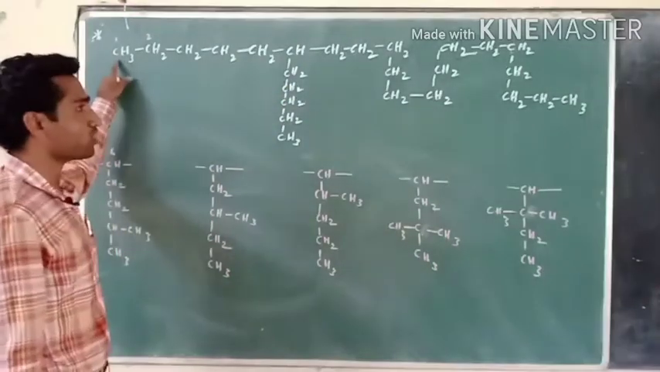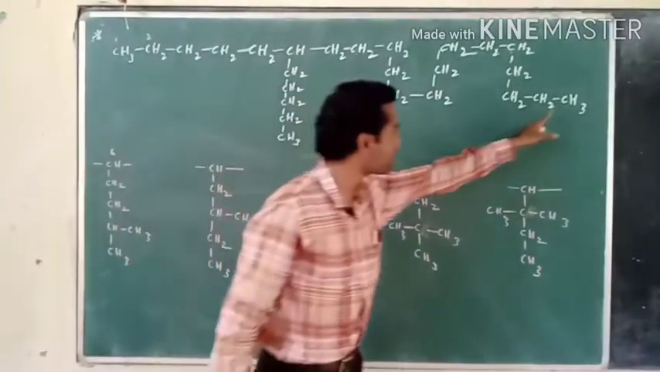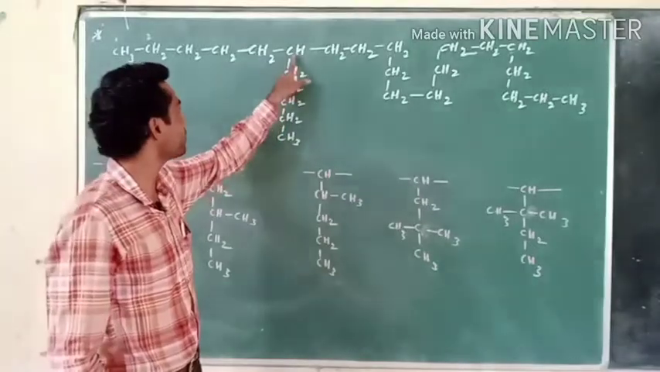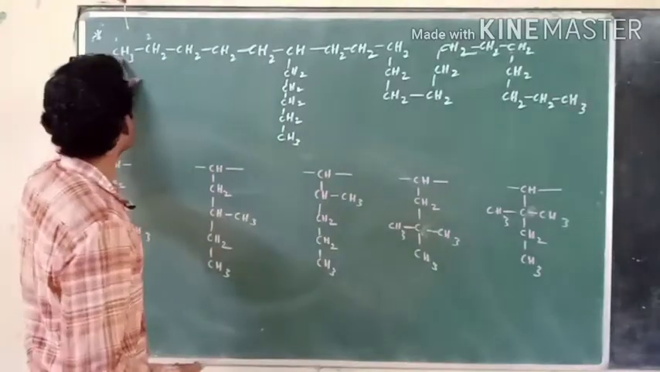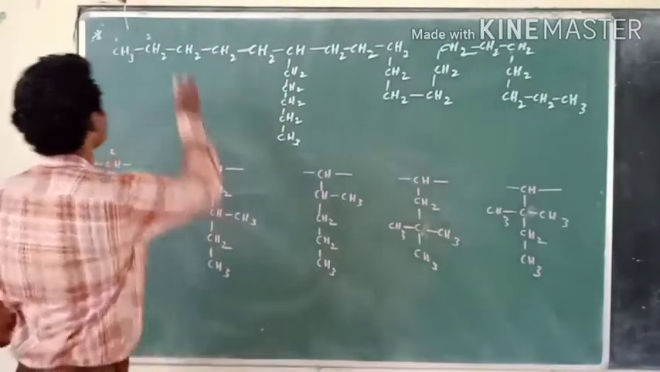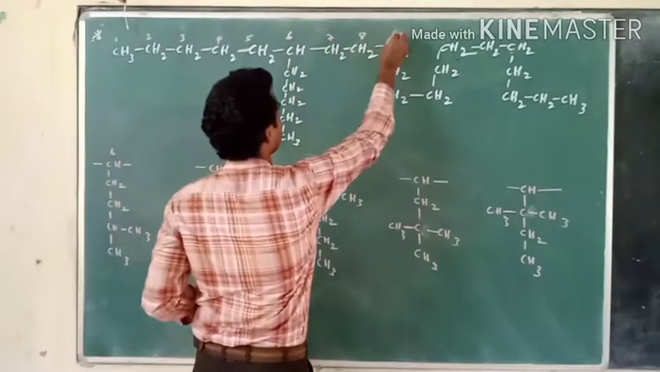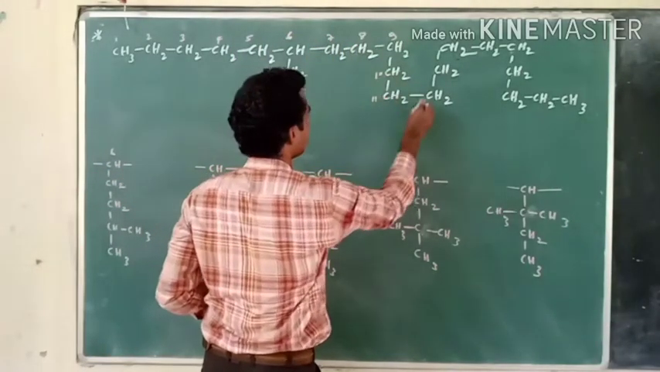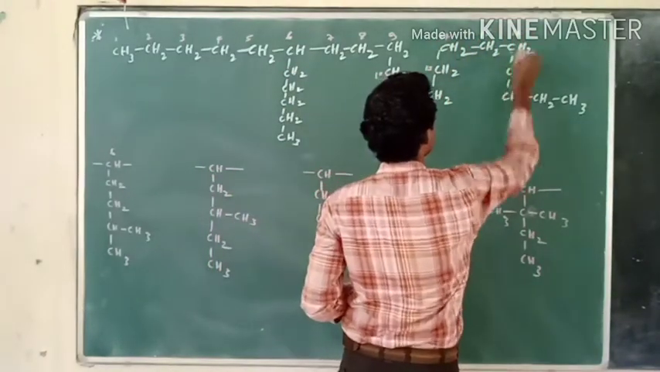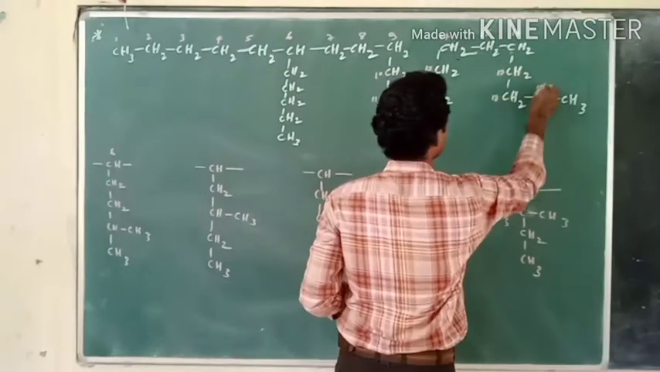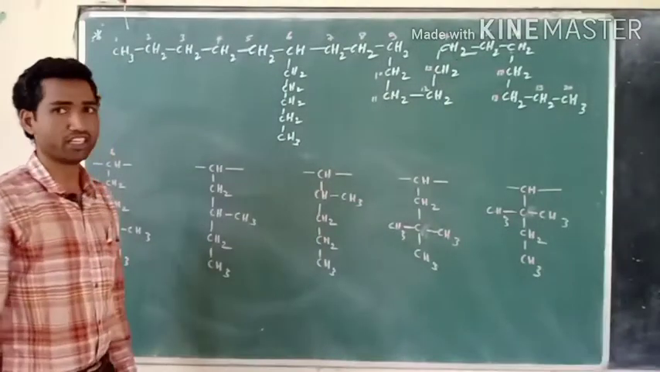Right. So second rule is number the longest carbon chain. So I start numbering from this carbon, because if I start numbering from the other carbon, the carbon bearing the substituent will get the highest number. So if I start numbering from this carbon, it will get the least number. So therefore 1, 2, 3, 4, 5, 6, 7, 8, 9, 10, 11, 12, 13, 14, 15, 16, 17, 18, 19, 20. This is how I have numbered the longest carbon chain.